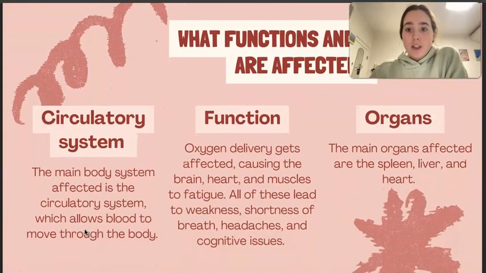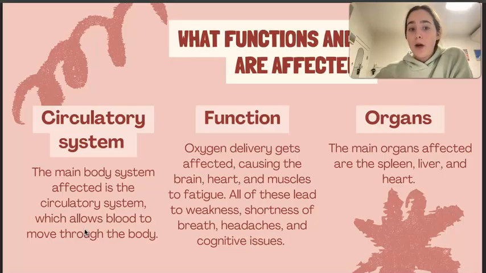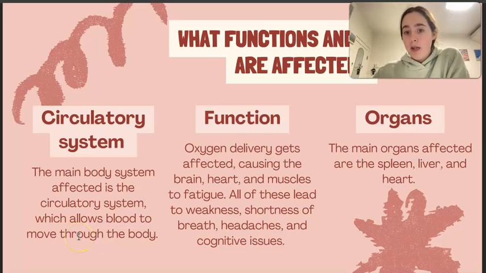So what functions and organs are affected? The circulatory system is the main body system affected. That is what allows blood to move through the body. The main function affected is oxygen delivery, causing the muscles, brain, and heart all to have problems. All of this leads to weakness, shortness of breath, headaches, and cognitive issues, which is something you really don't want. The main organs affected are the spleen, liver, and heart. The spleen is what stores a lot of your red blood cells, so that organ is really affected.